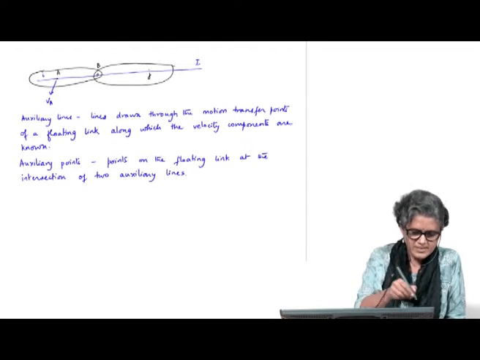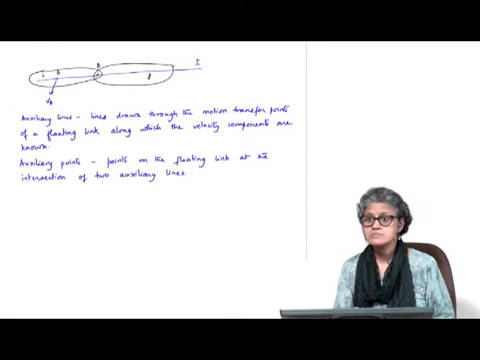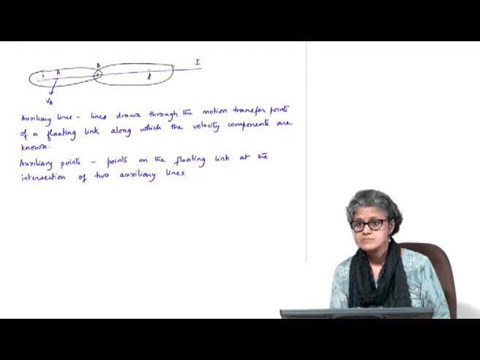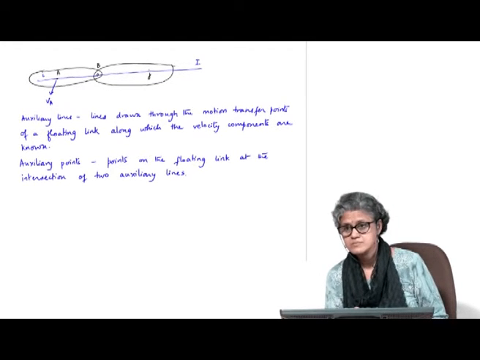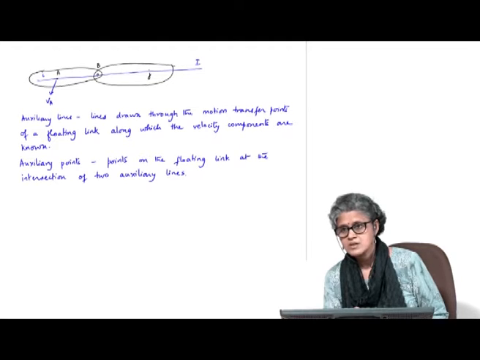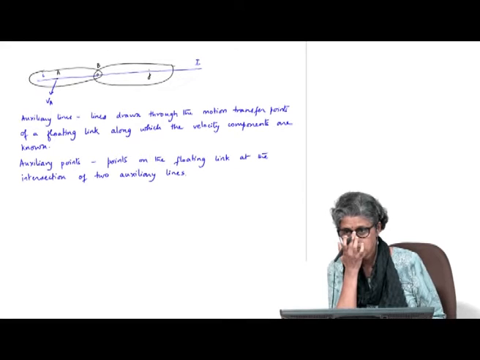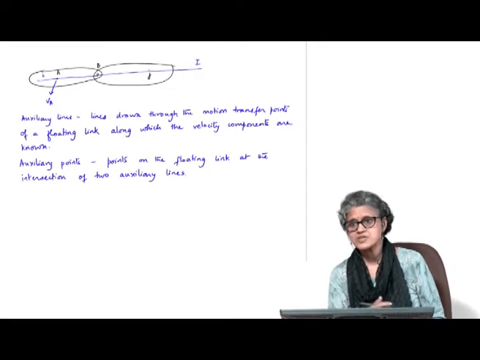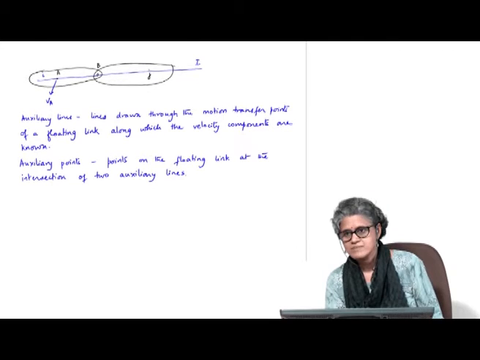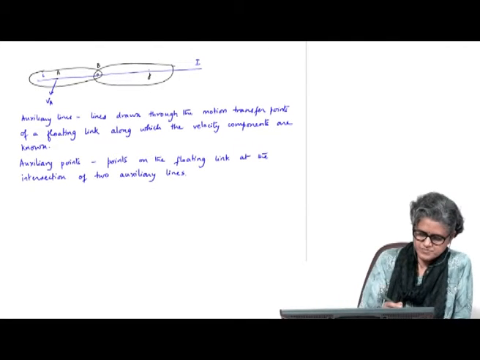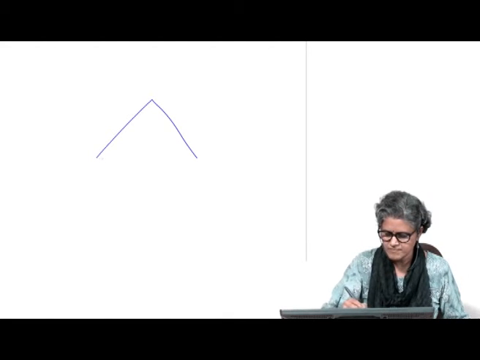So let's consider. Will this still be true if the point B is fixed? If it is fixed to a wall, no, then it's not transferring motion. Yeah, it's a motion transfer point. So let's say we have a floating link, a ternary floating link.